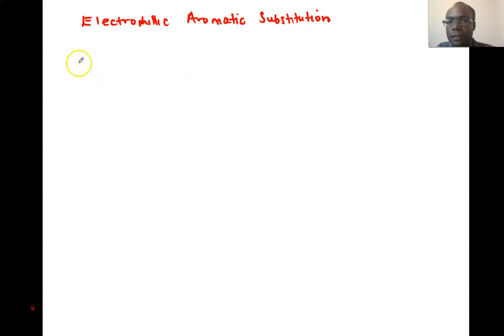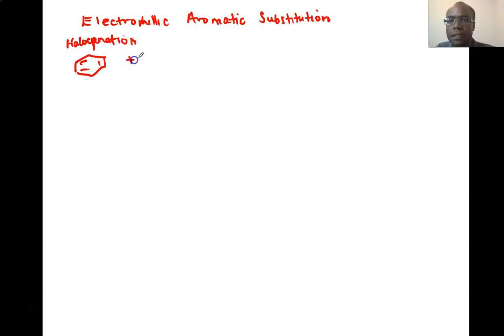Okay, in the previous lecture, I talked about electrophilic aromatic substitution. So we put electrophiles onto the ring, and to do so, we had to assume that the ring is a nucleophile. The ring in question is benzene. So for example, the first reaction we did was halogenation, which means we added halogen.